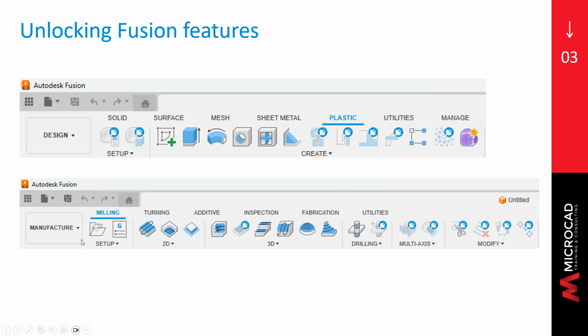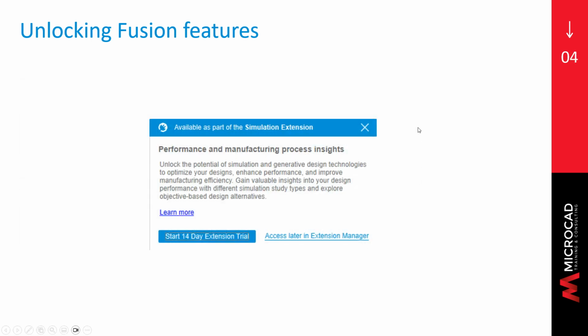If the extension is activated, you will be able to use any of those tools with no restrictions at all, right? But that's for some of those tools, especially the ones that may be inside of other environments, like the design or the manufacturing. Okay, if you try to do generative design, for example, you will see this kind of message. You will see that this feature or this environment is available as part of the simulation extension. Correct. So you can manage your extensions from here, or you can access them in your extension manager as well. All right.